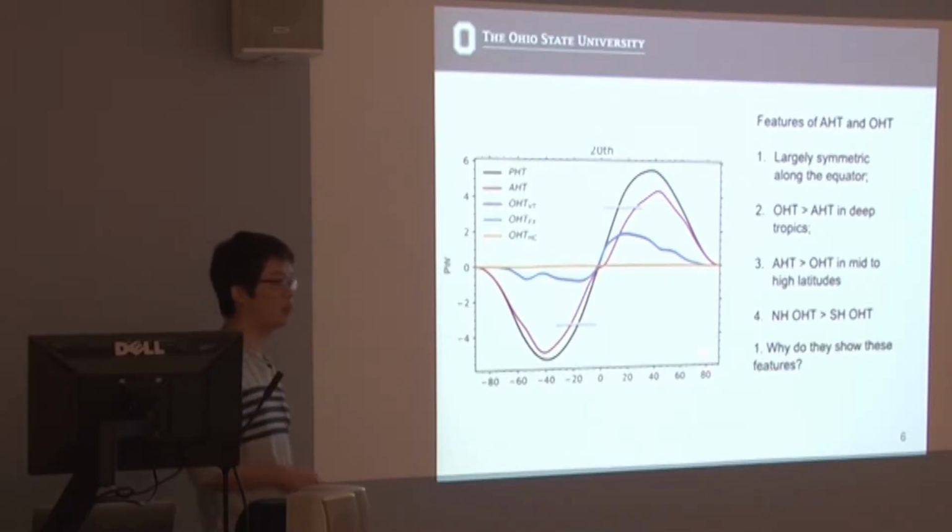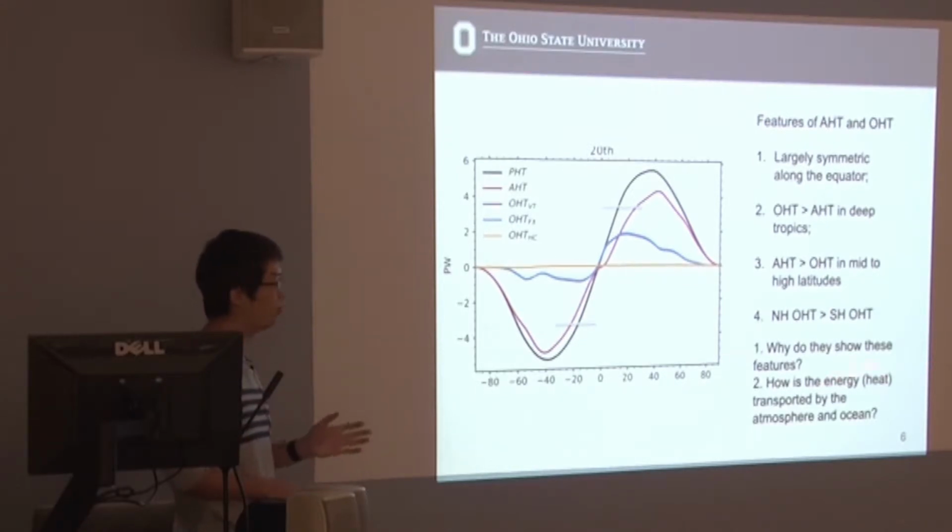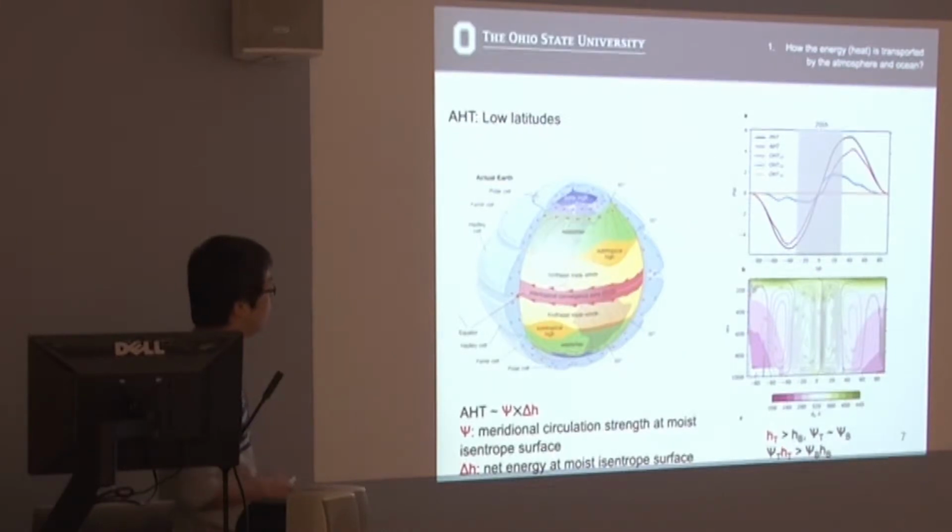So why do they show these features? And more importantly, how is the energy transported by the atmosphere and the ocean? Let's start from the tropical atmosphere. Basically, the atmospheric heat transport can be understood by two factors: the meridional circulation strength at a moist isentropic surface, denoted by psi, and the net energy at a moist isentropic surface, denoted as delta H.